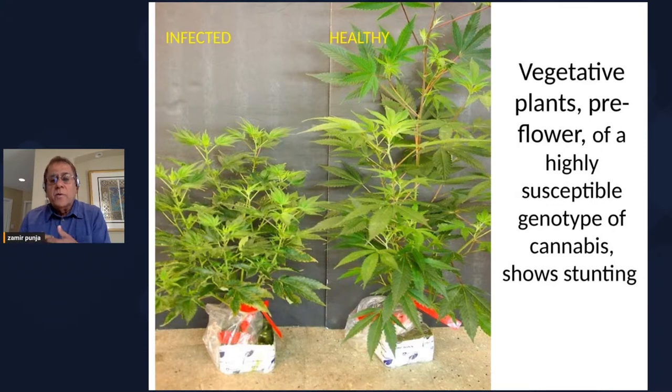So here's the first thing you may see as far as symptoms that are due to hop latent viroid. On your left is an infected plant, and on the right, a healthy plant. This is of a very highly susceptible genotype. You don't always see this dramatic stunting. You may see reduced growth, but not to this extent. This is a nice side-by-side comparison. It shows you the shorter internodes and obviously the more bushy plant habit that you can look out for if you're trying to see whether you've got hop latent viroid.